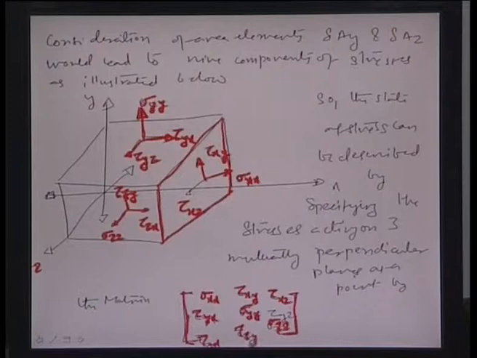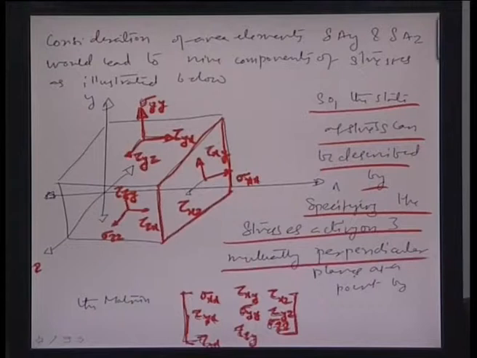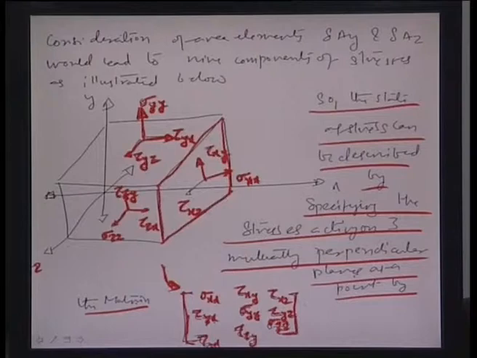So the state of stress can be described by specifying the stresses acting on the three mutually perpendicular planes of a rectangular coordinate system in the orthogonal system at any particular point by this stress matrix. Okay, the stress matrix is also known as the stress tensor of this particular fluid element.